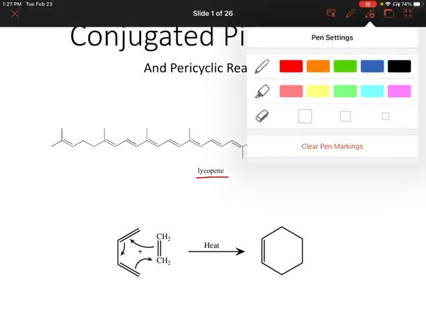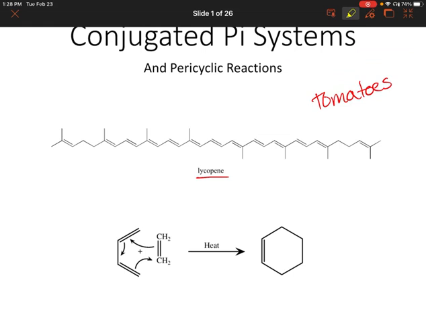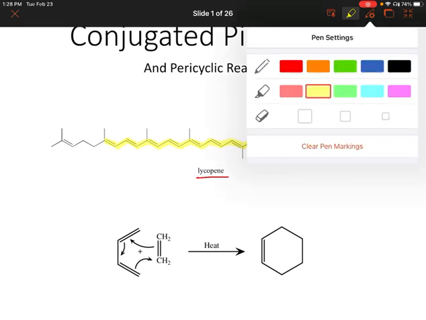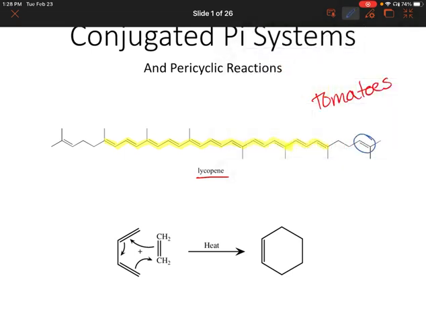And I'm actually going to highlight all of the double bonds that are separated by one sigma bond or a single bond. So if you do have alternating double bonds and single bonds, that's a conjugated pi system. Now, if you have a double bond that's further removed from another double bond, that's just an isolated double bond. So we'll talk a little bit more about these conjugated systems on the next slide.